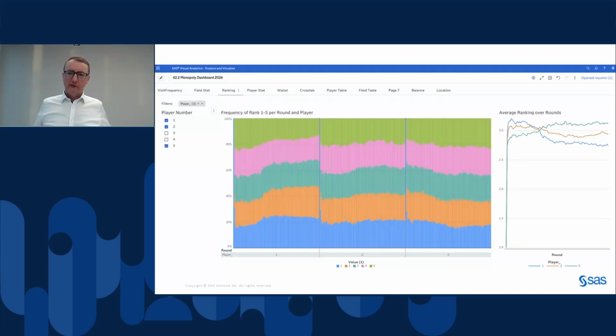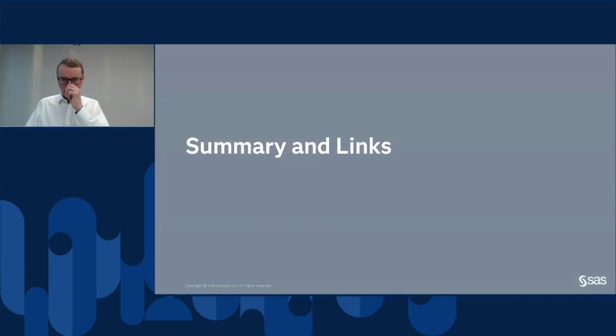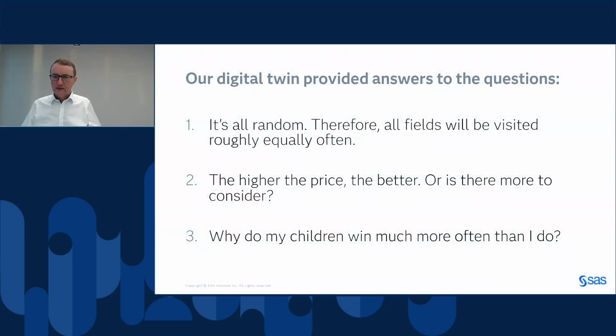This is also something you can get out of the Monopoly digital twin by programming it that way and by getting the analysis and the data out. Let's go and summarize and share some links with you. We answered 3 questions, which is, of course, not the most tremendous business question of a company, but they are good examples of what can be answered with a digital twin in a complex system.